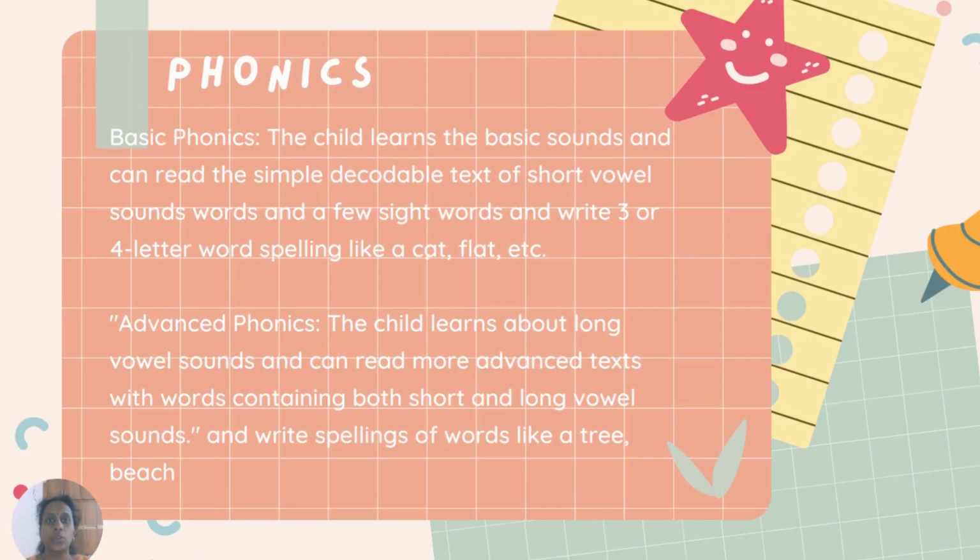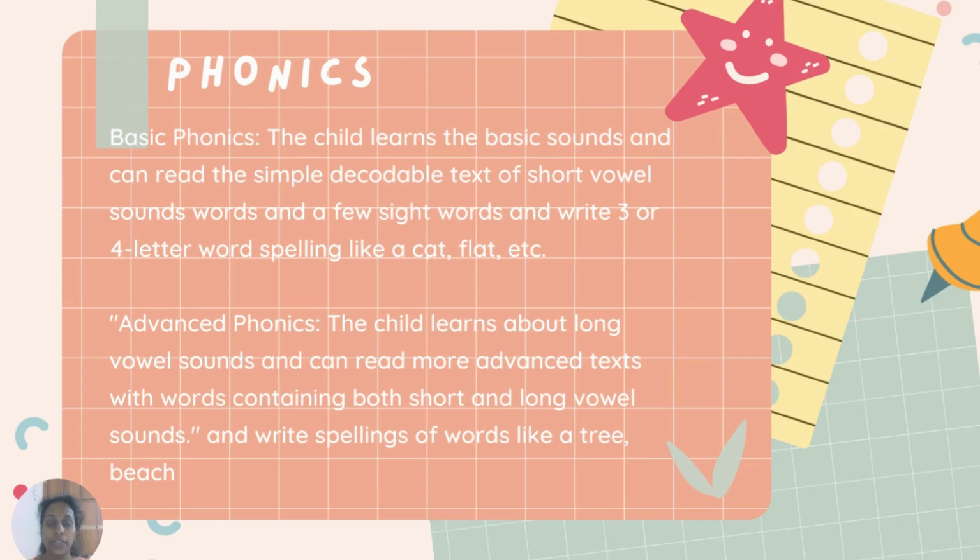Before I talk about alternate sounds, I want to tell you there are two categories in phonics. One is basic and another is advanced. In basic phonics, your child will be learning the short vowel sounds, and he can read 3 letter and 4 letter words like cat, slap, flap, and some sight words like the, am. So this comes under basic phonics.